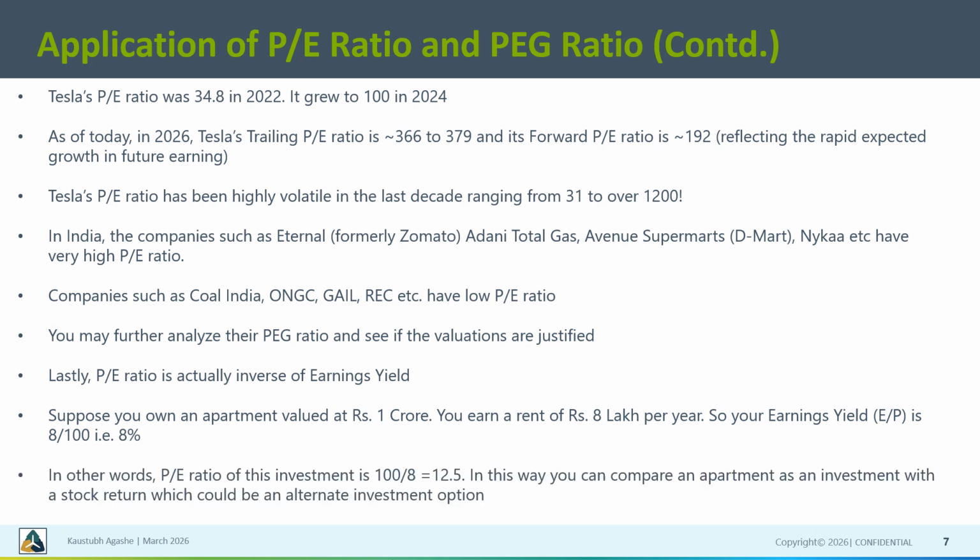Now this is nothing but inverse of PE ratio. So in other words, PE ratio of this investment into an apartment is 100 divided by 8, which is equal to 12.5 years. In other words, if you purchase an apartment for rupees 1 crore and if you are going to get a rent of 8 lakhs per year, you will have to wait for 12.5 years to recoup your investment. So in this way, you can compare an investment in an apartment with a stock return to see what is the best alternate investment option.